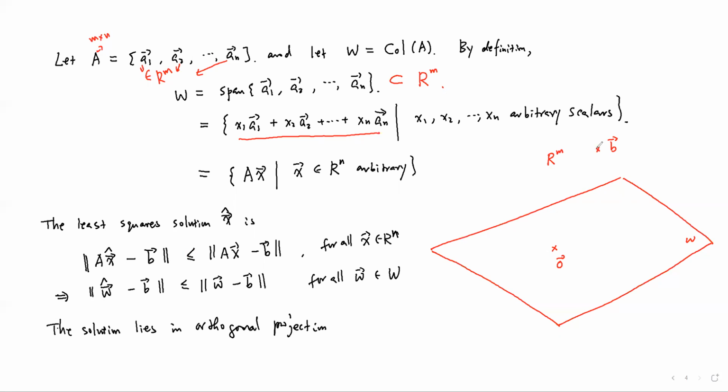Project this point orthogonally onto W. This is B hat. This point should be A times x hat. A times x hat. So this point, okay.